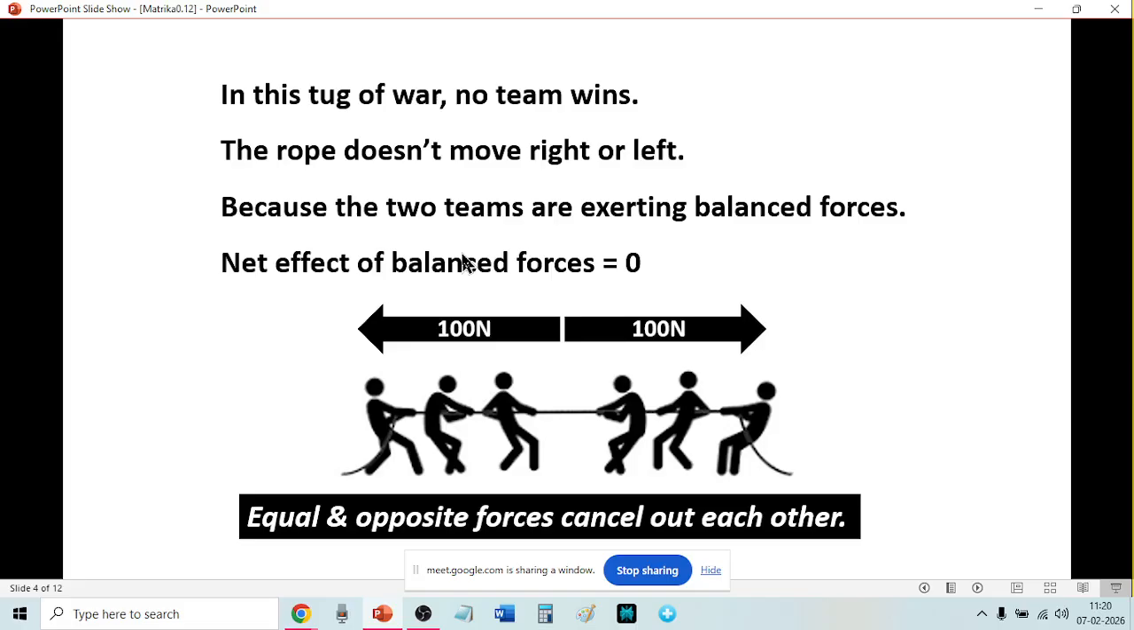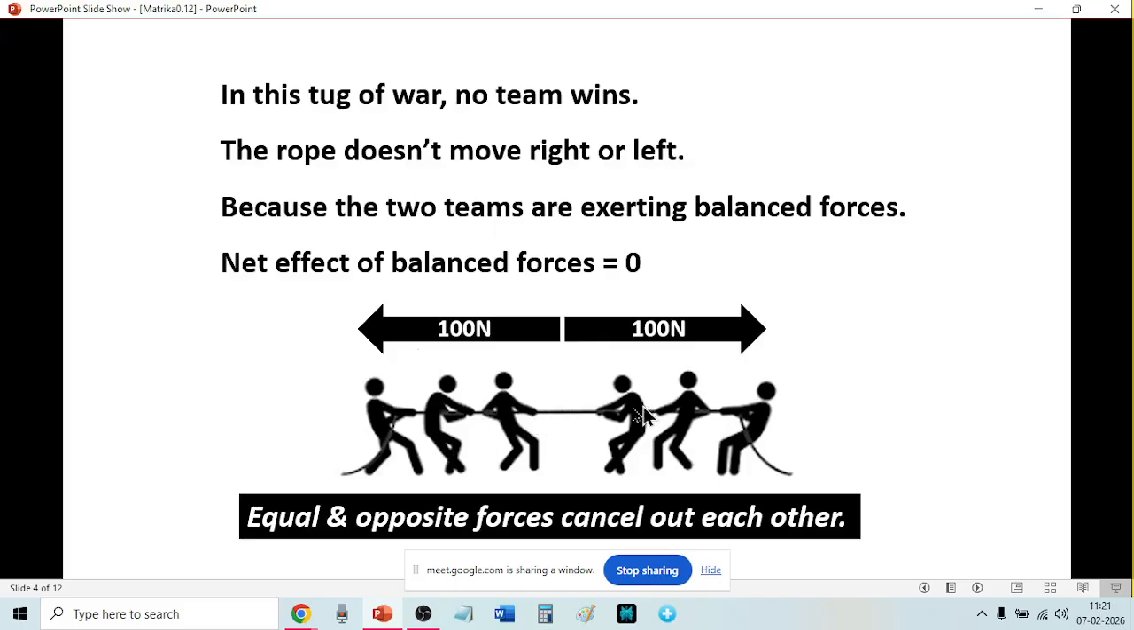So here is the example. In this tug of war, no team wins. Why? Both the teams are exerting equal and opposite forces. The rope doesn't move left or right. This rope will not move in the tug of war. The rope will not move because towards the left 100 newtons, towards the right 100 newtons. So they cancel out each other. So net effect 0. No team will win. The rope doesn't move. Got it?